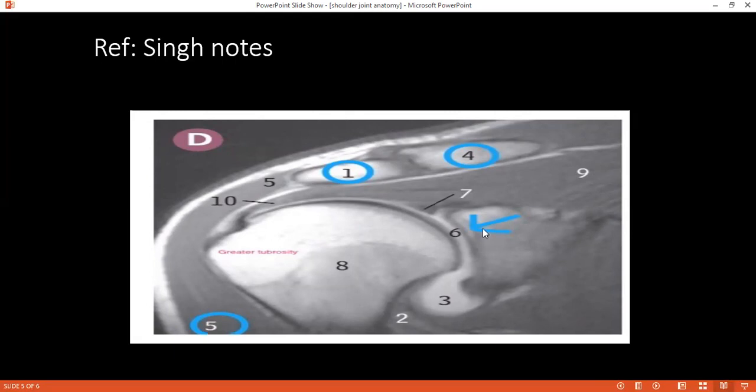Can you identify six, please? Six is the labrum of the glenoid cavity. Glenoid cavity. Seven is the labrum. Okay. If you can identify ten, please. What is this pointing at? Supraspinatus tendon. Yes, very good.